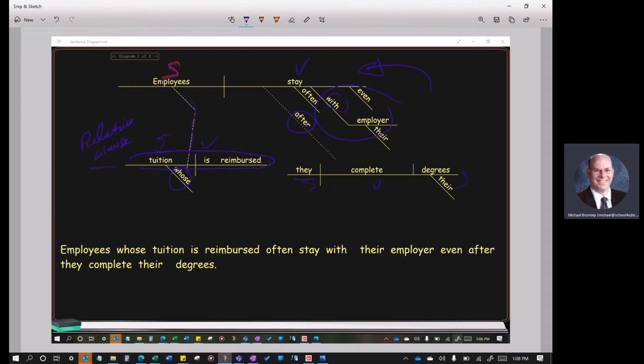All right, so this is a great way. If you do see a complex sentence, this diagrammer can really help you to isolate the different elements, especially those relative clauses and compound sentences.